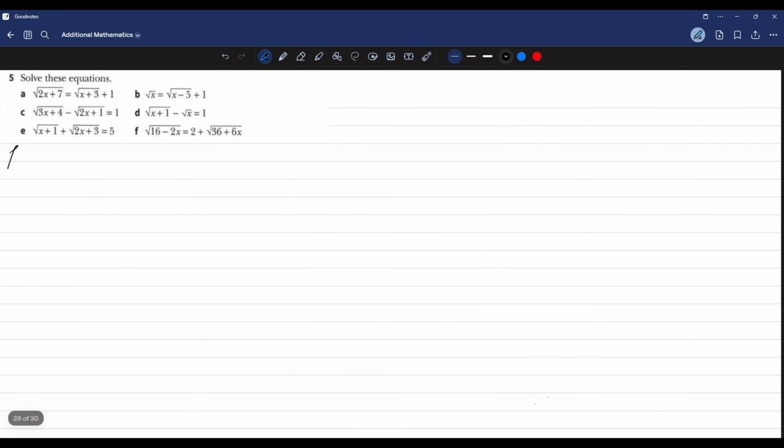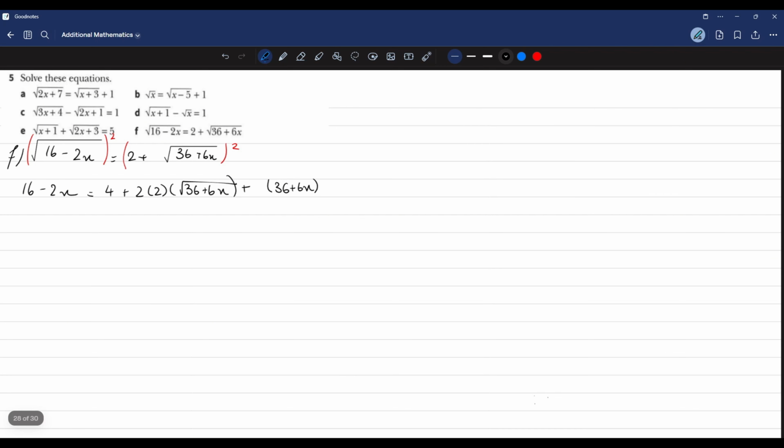Okay, for part F, we have the square root of 16 minus 2x equals 2 plus the square root of 36 plus 6x. Again, how are we going to simplify this? We square on both sides to get rid of those square roots. We are going to get 16 minus 2x equals a squared, which is 4, plus 2 multiplied by a, which is 2, multiplied by b, which is the square root of 36 plus 6x, plus b squared, which is 36 plus 6x.